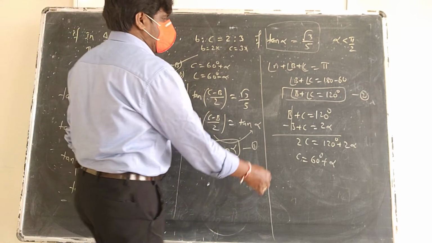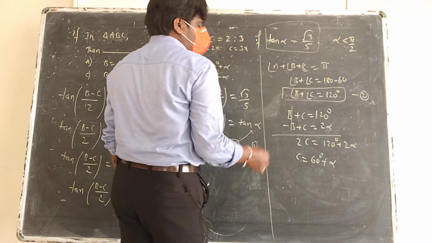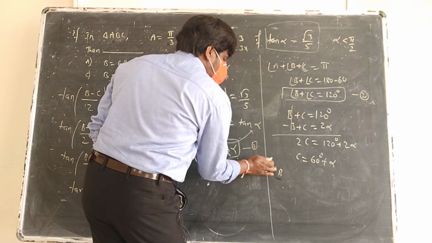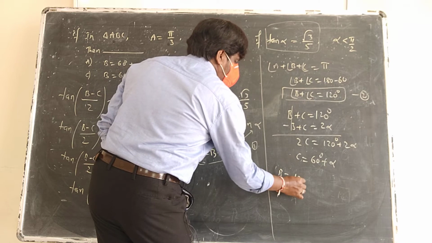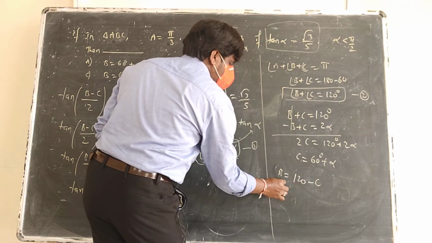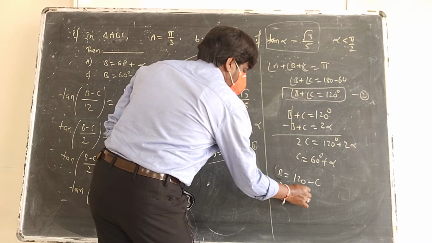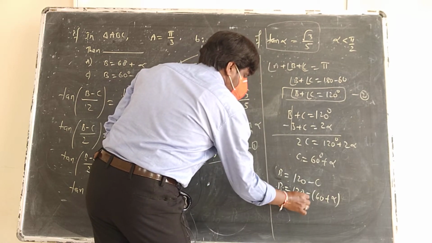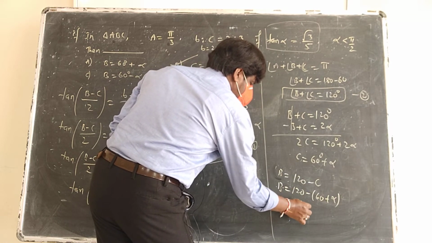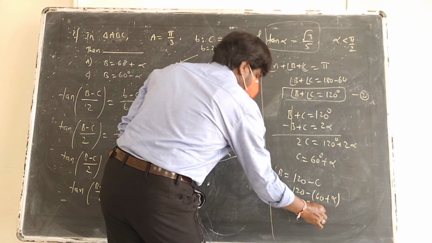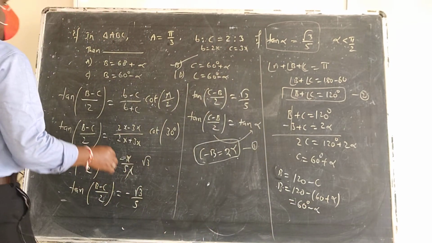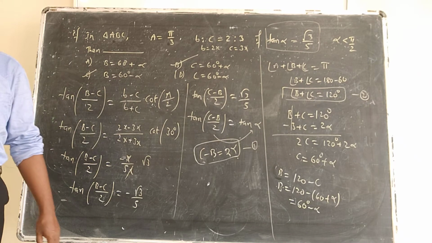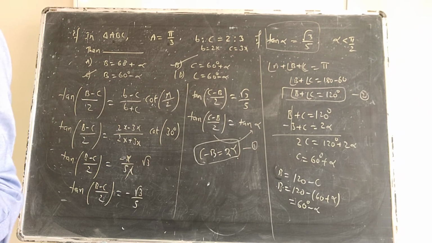So C is equal to 60 plus alpha. If I substitute here, what do I get for angle B? B is equal to 120 minus C. So B is equal to 120 minus (60 plus alpha). That is, I get 60 degrees minus alpha. So B is 60 degrees minus alpha. So B and C are the right answers. Understood?